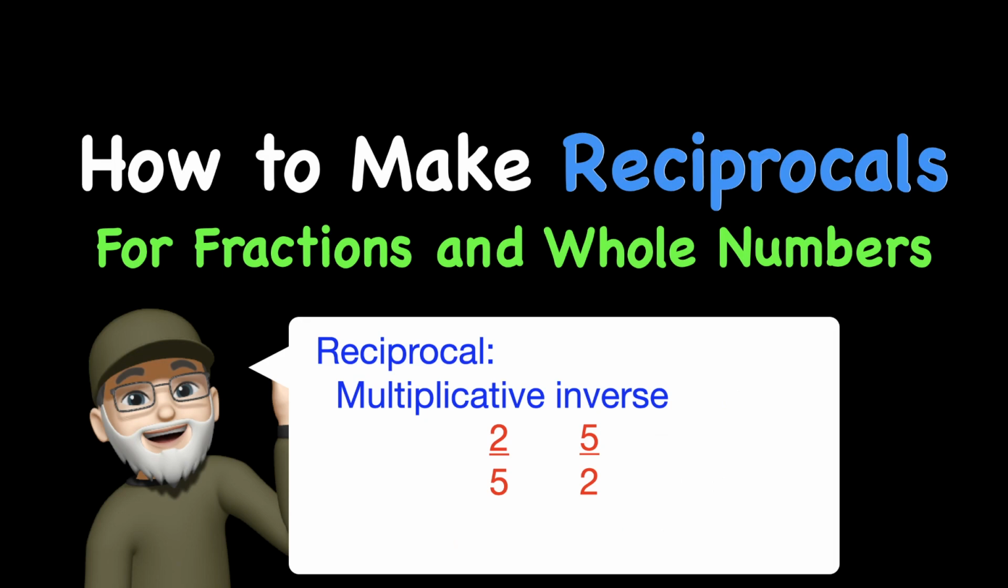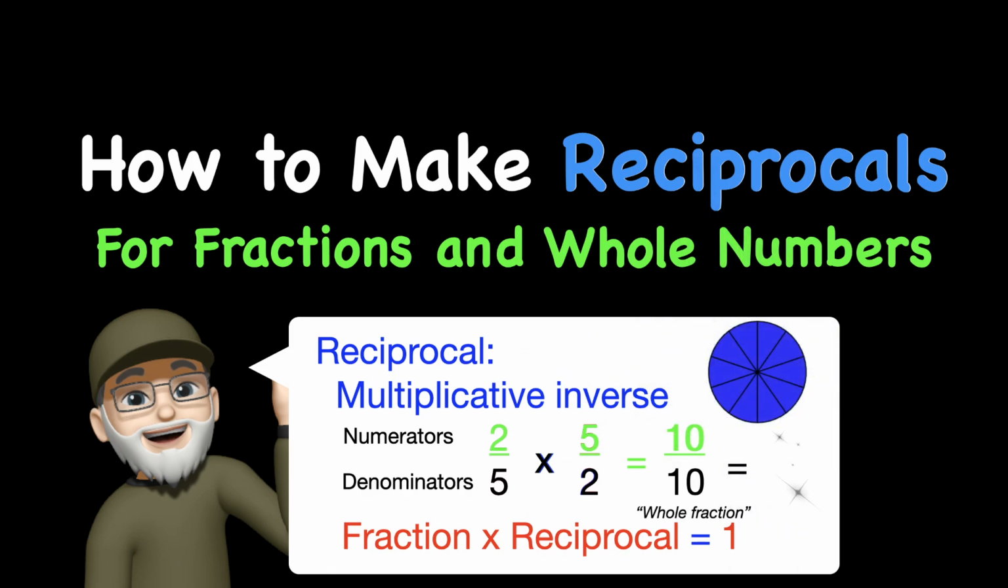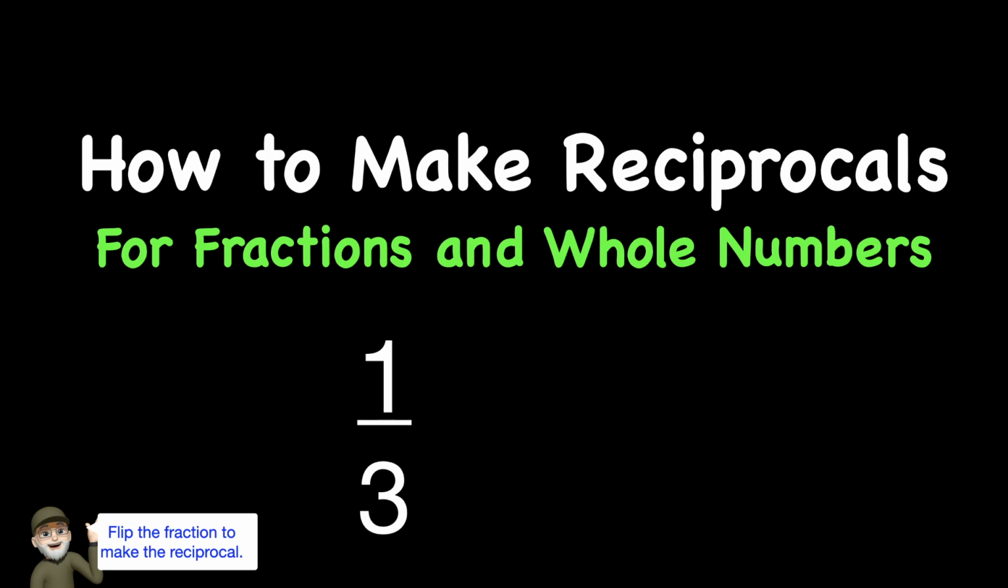A reciprocal is also a multiplicative inverse, which means that if we multiply the original fraction times the reciprocal that we write, it will equal 1 whole. For example, if we multiply 2 times 5, that would be 10 on the top, and then our denominators, 5 times 2 is 10 on the bottom. We get 10/10, which is a whole fraction, which is going to equal 1 whole.